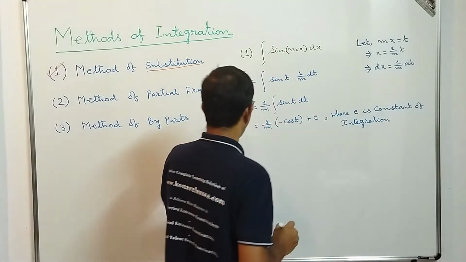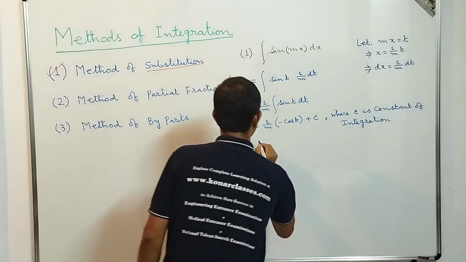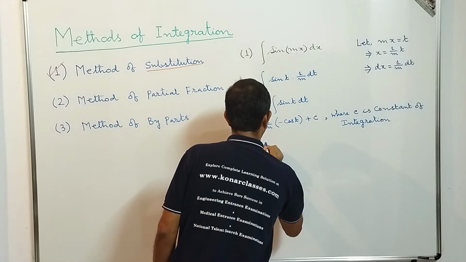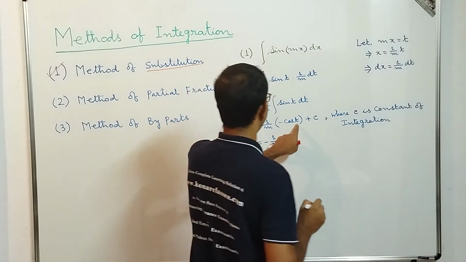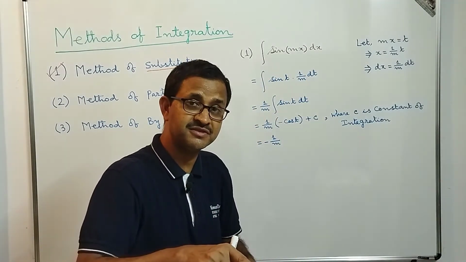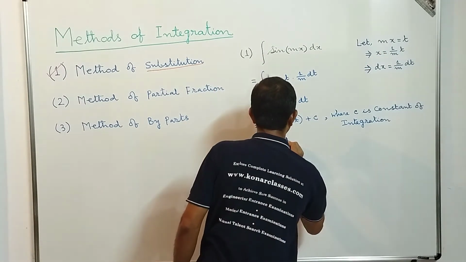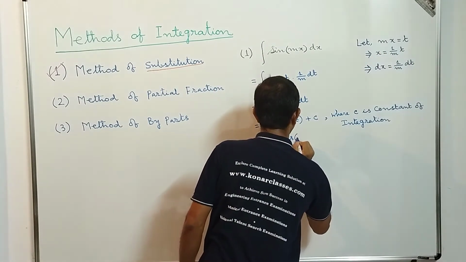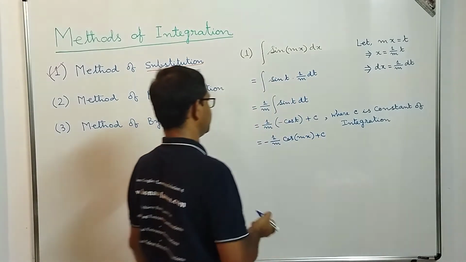Now 1 by m into minus cos t plus c. So this is equal to minus 1 by m cos t. We should replace back that value because t was our intermediate substitution. So t is equal to mx. So minus 1 by m cos of mx plus c, and this is the required integration.